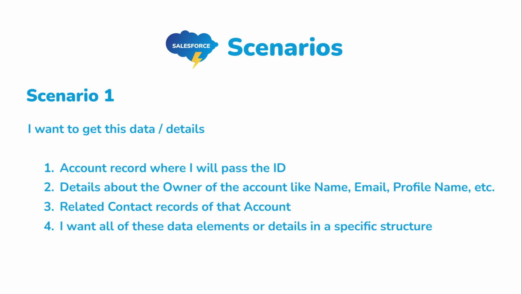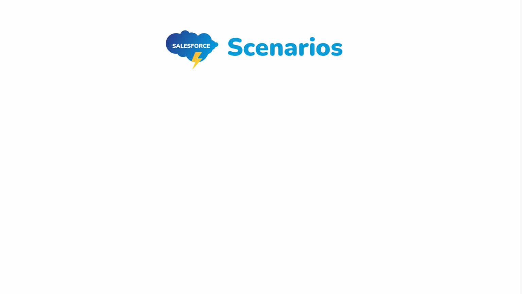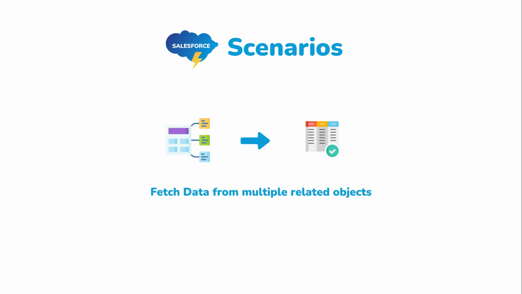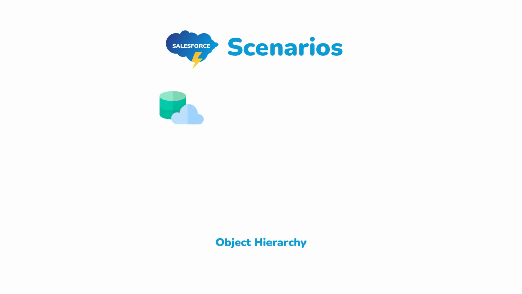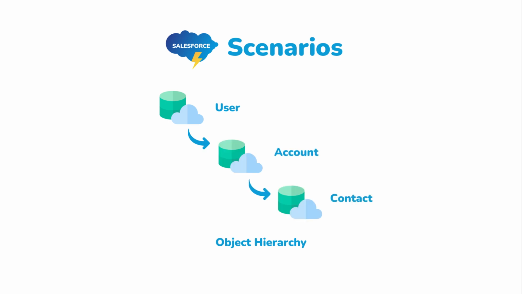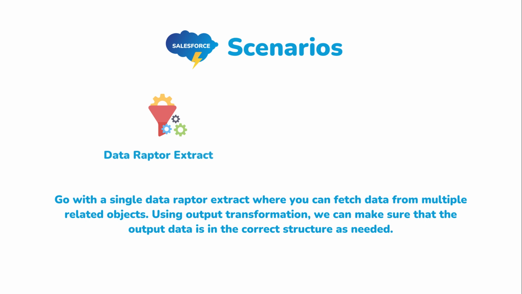Now, looking at these requirements, it is clear that we need to fetch data from multiple related objects. The owner, which is the user object, is the parent of the account object. Contacts is the child of the account. So in this case, we should go ahead with a single DataRaptor Extract. Using output transformation, we can make sure that the output data is in the correct structure as needed.